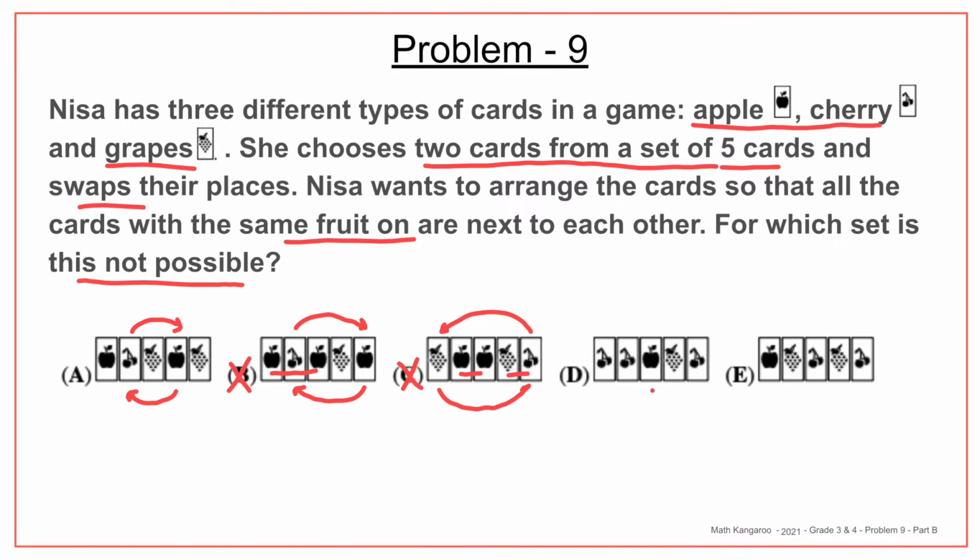Option D. If we swap apple with cherries and bring cherries here, we will have 3 cherries in a row. So this is possible. That is not our answer. Option E. If we swap grapes with cherries and bring cherries here, then we will have in a row 2 grapes together and cherries together. So this is also possible and could not be our answer. So it seems like option A is the only one which is not possible.